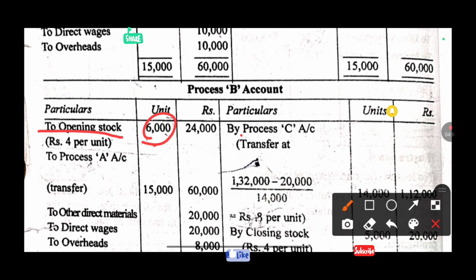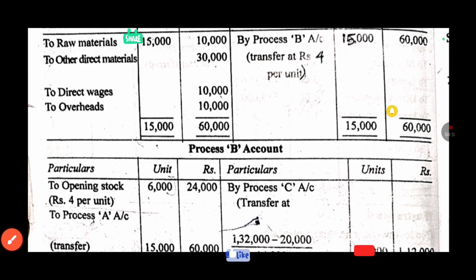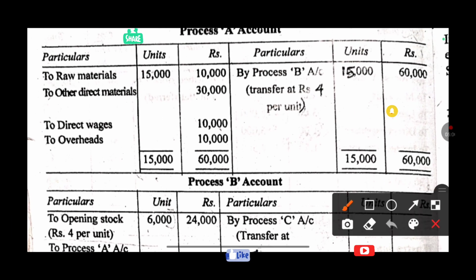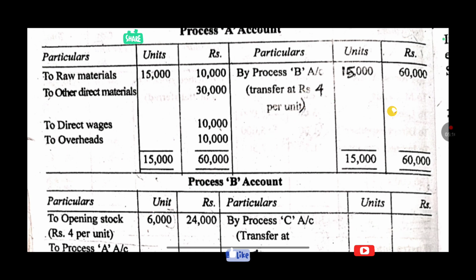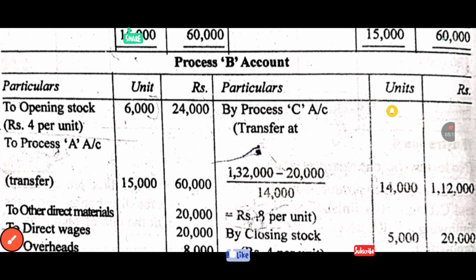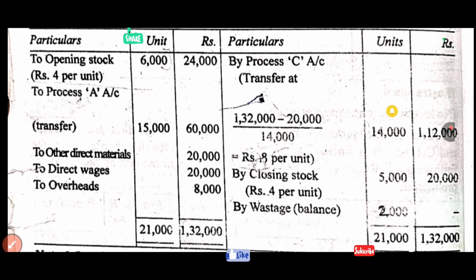That 6,000 units is to be multiplied with the cost per unit taken from process A. So the previous process cost per unit is to be multiplied with the opening stock units. You will get the value of opening stock as 24,000 rupees. Got it? The same applies to closing stock.